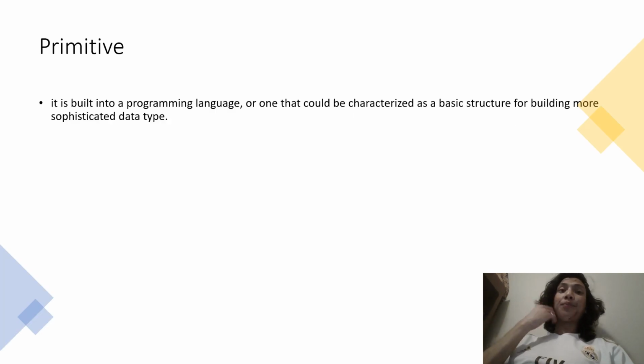So it is not defined in terms of other data types. It is an inbuilt programming language type, or one that can be characterized on the basis of the structure of building sophisticated data types. Examples of primitive data are integers, floating point numbers and individual characters.